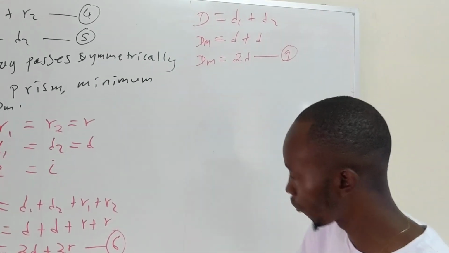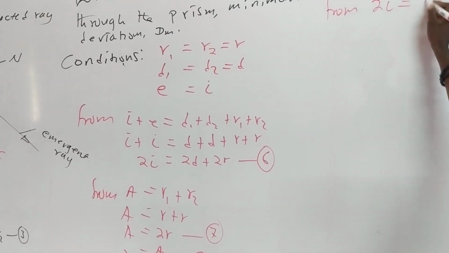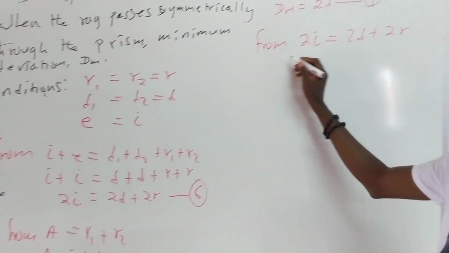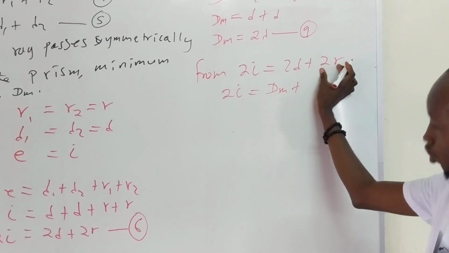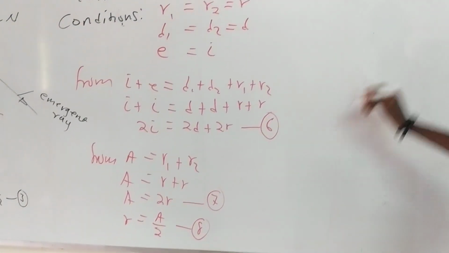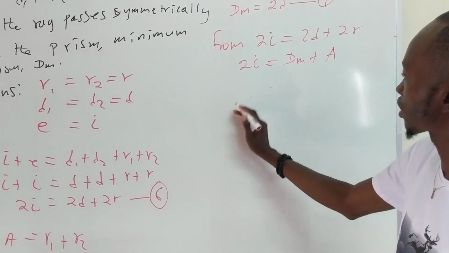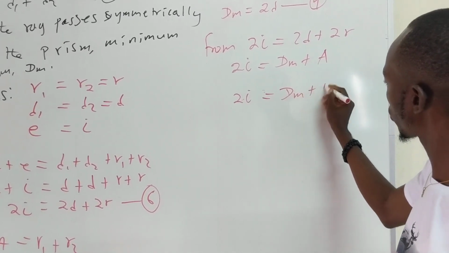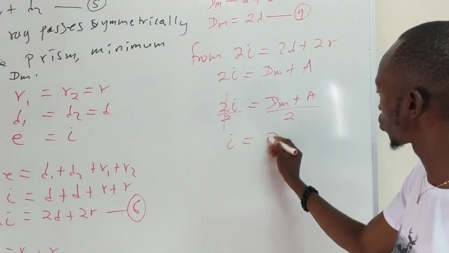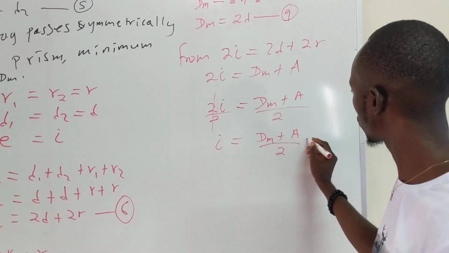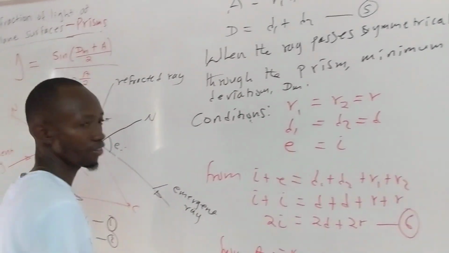So moving forward, we recall from equation 6, which says 2I equals 2D plus 2R. So 2I equals, what is 2D? 2D is Dm, we substitute it. And what is 2R? 2R is the refracting angle of the prism, which is A. So if we make I the subject here, we divide both sides by 2. I is going to be Dm plus A divided by 2. This is equation 10.